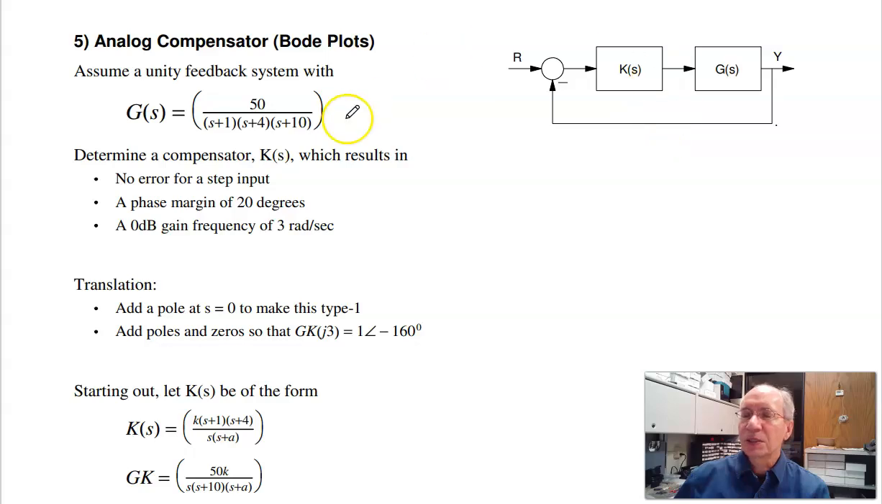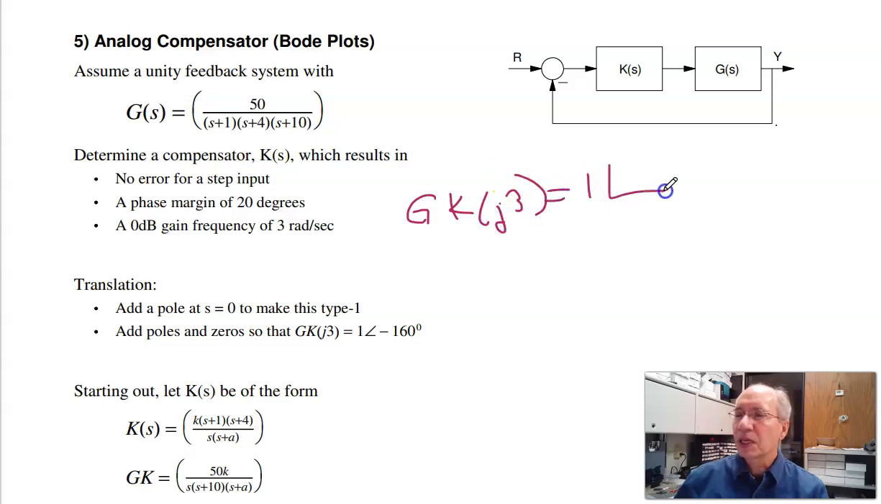Problem 5 is design for phase margin. Given the system, find K of s so that there's no error per step input, a phase margin of 20 degrees, and a 0 dB gain frequency of 3 radians per second. So what that tells you is it's got to be a type 1 system, and at 3 radians per second, gain is 1 at minus 160 degrees. That's my 20 degree phase margin.